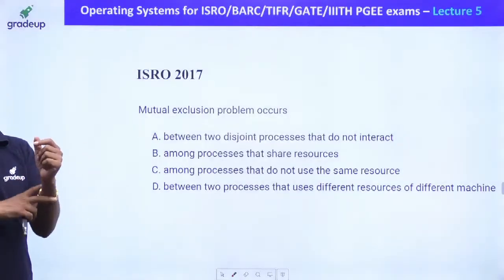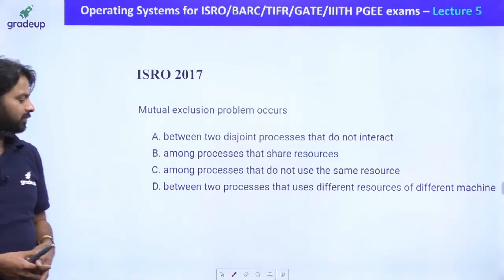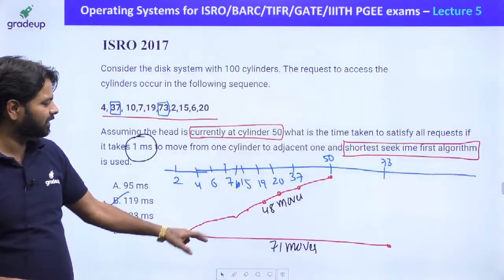ISRO 2017. Did I do any wrong calculation? 48 plus 71. All right.